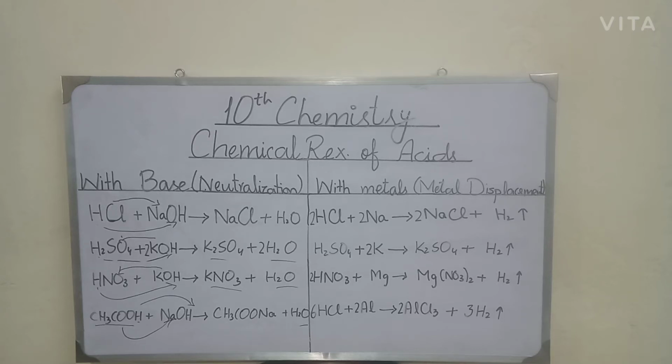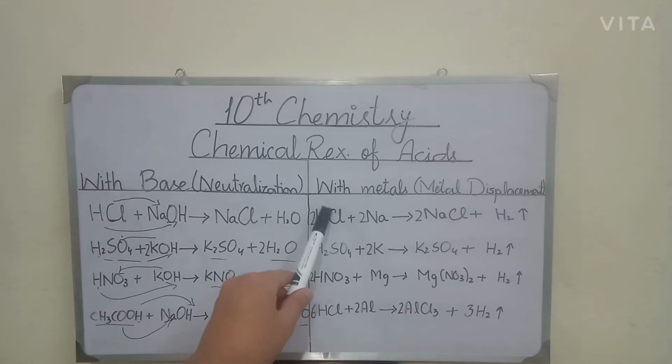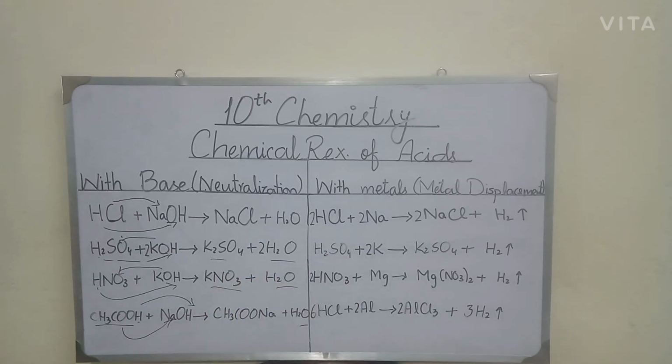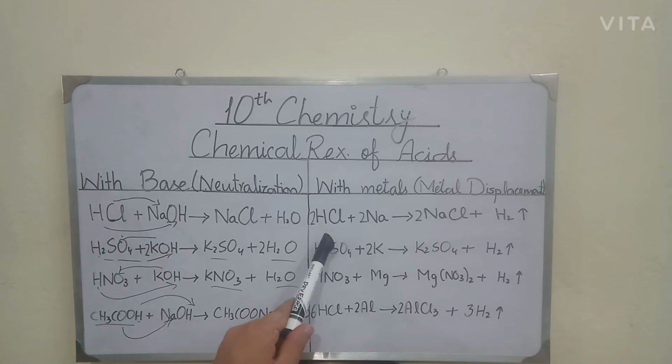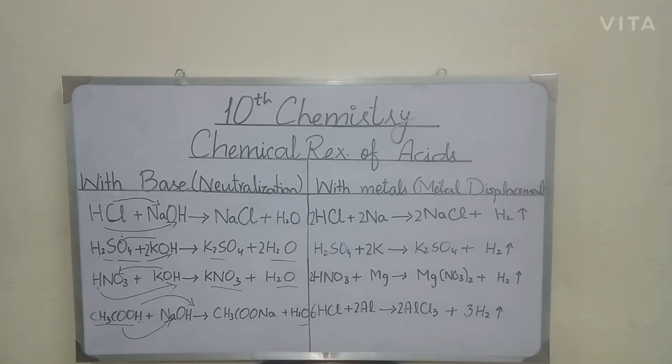Similarly, another type of reaction is the reaction of acid with metals, and this type of reaction is basically known as a metal displacement reaction. In this reaction the metal replaces the hydrogen of the acid and produces salt and hydrogen gas. The acid loses its hydrogen ions and these hydrogen ions convert into hydrogen gas, and the anion of the acid reacts with the metal and they will produce a salt.